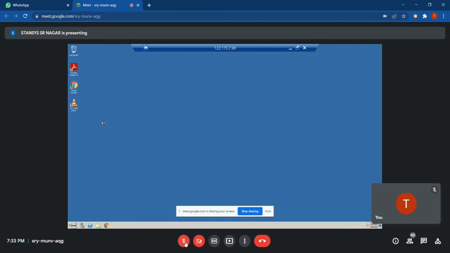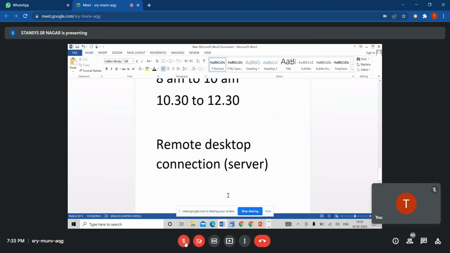Yeah, guys, this is the remote desktop connection. What is the main use of the remote desktop connection? It is for the SAS software. The latest version of the SAS software is SAS 9.4 only. SAS 9.4 is installed inbuilt in the server.